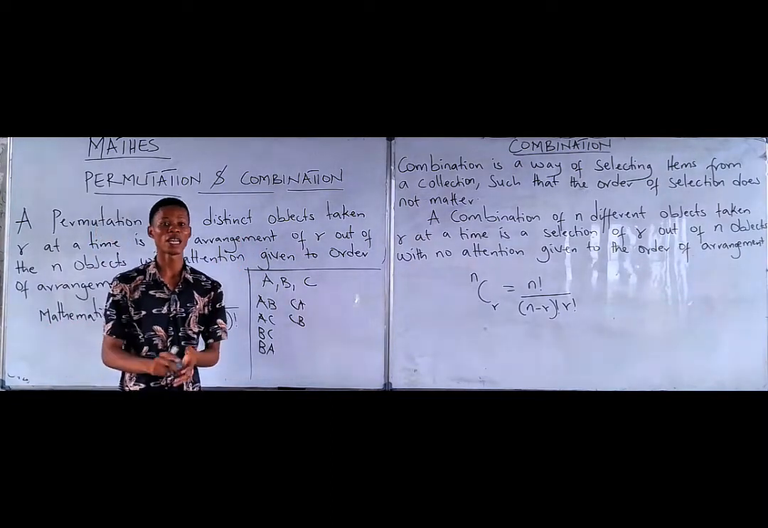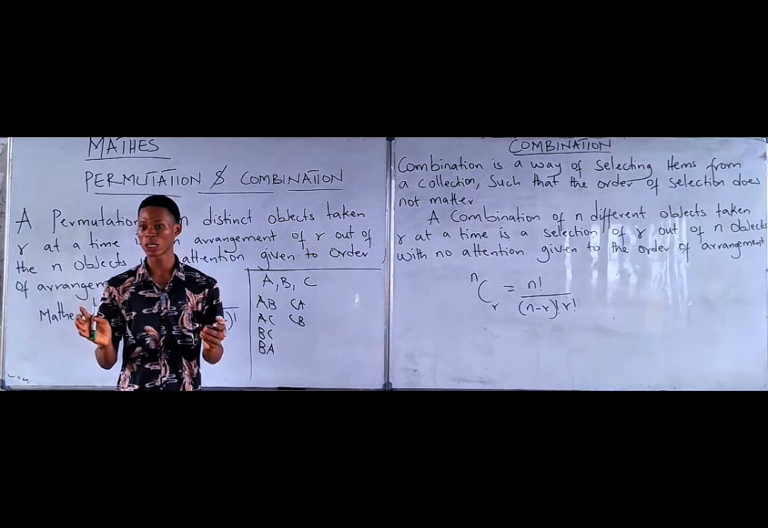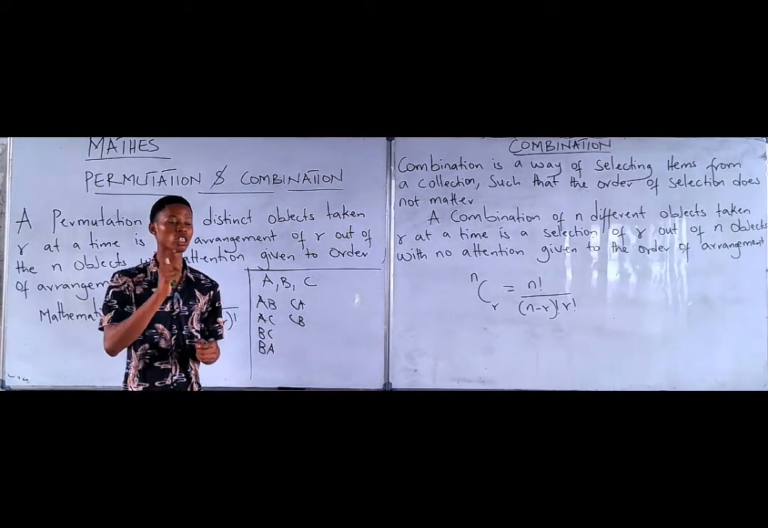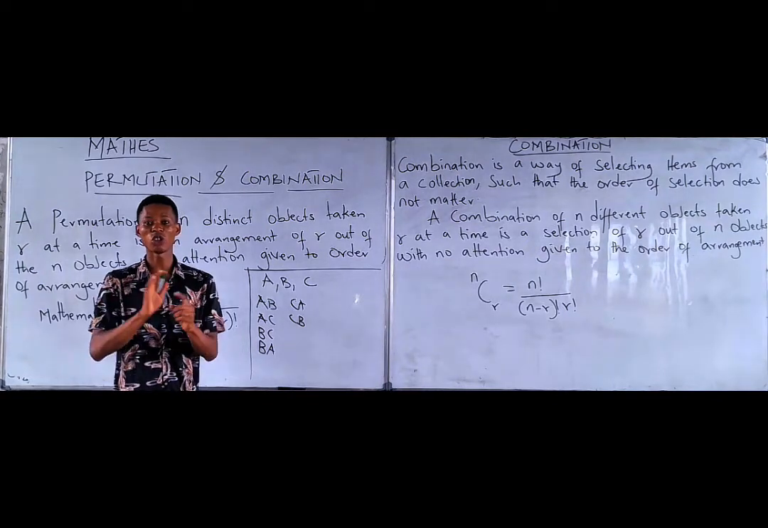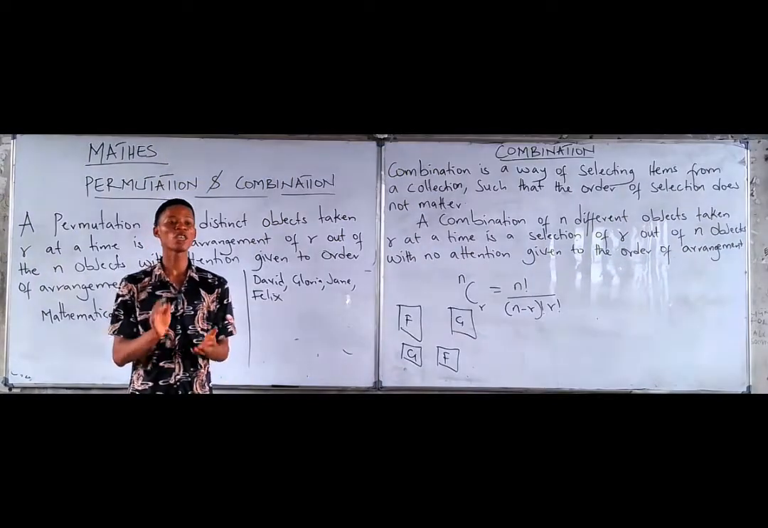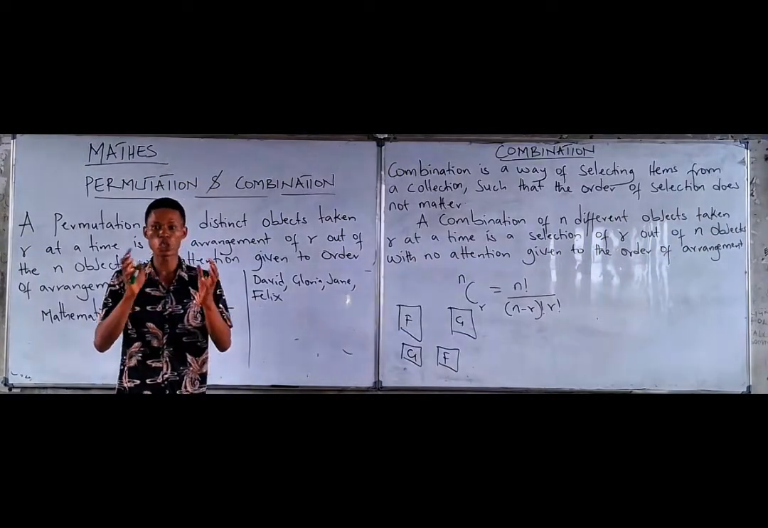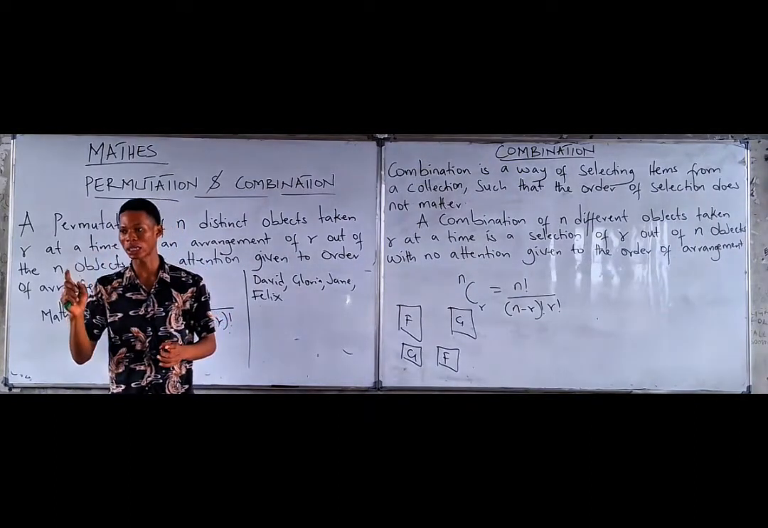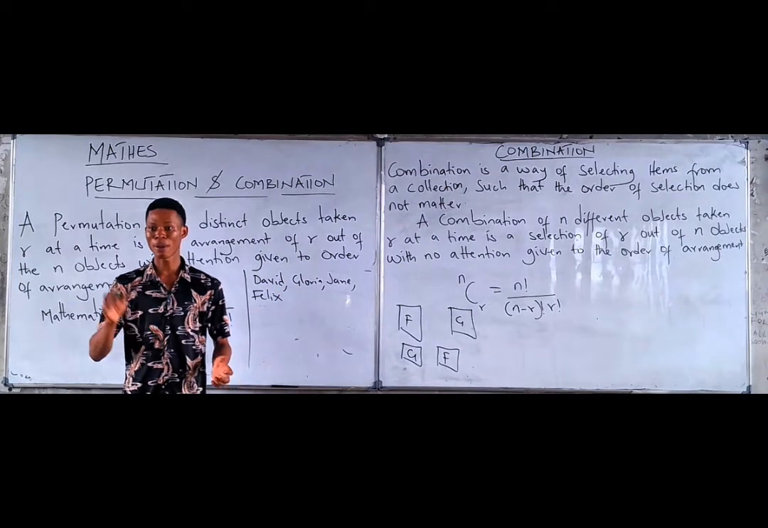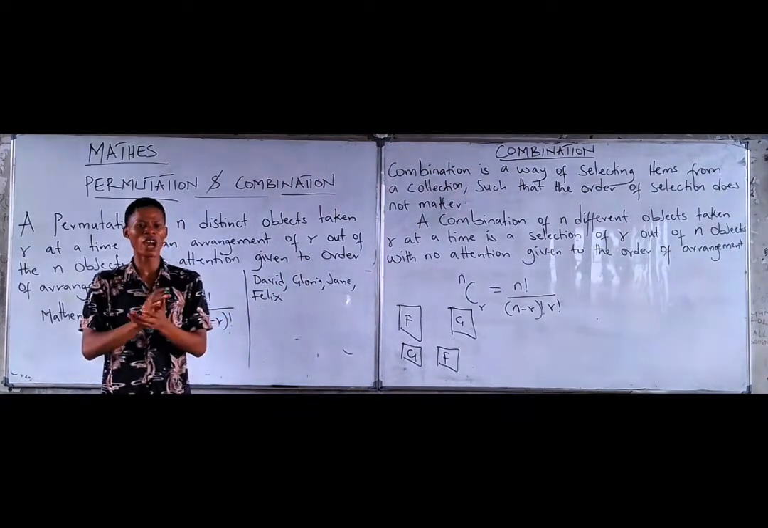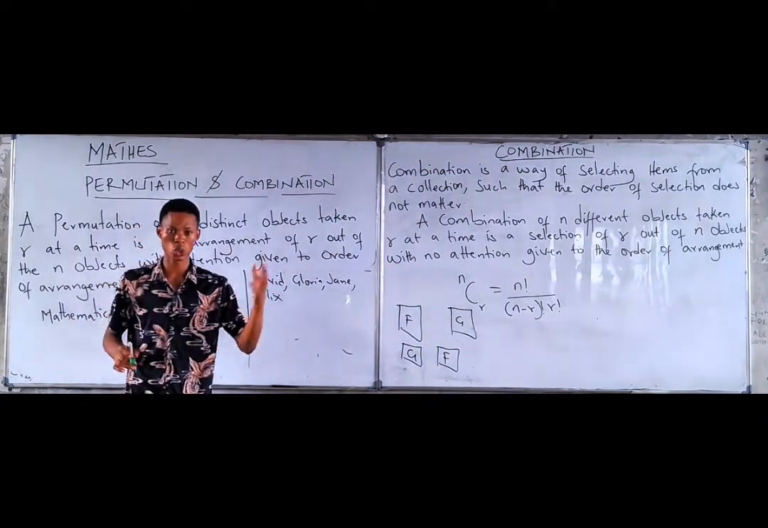The difference is, they are very similar. They are like identical twins. But the difference is in permutation, you consider order, while in combination, the order is not necessary. Now, if the order of arrangement is important, what do you use? Is it permutation or combination? Permutation, right? But if the order of arrangement is not important, you use what?